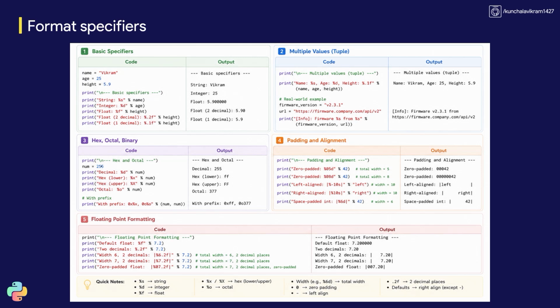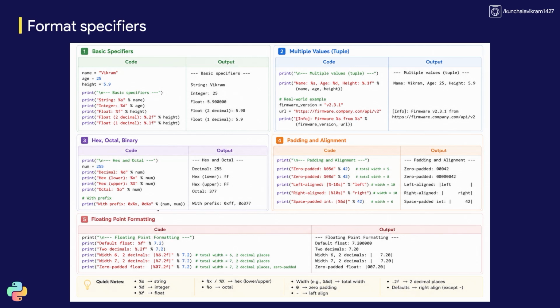For example, num 25 is basically an integer. If I have to convert it into a decimal, it is percentage d. If I have to convert into hexadecimal, it is percentage small x. In uppercase, it is percentage capital X, and then octal, it is percentage o. So 25 in hexa is ff, and in octal it is 377. So you can also convert them using these format specifiers.